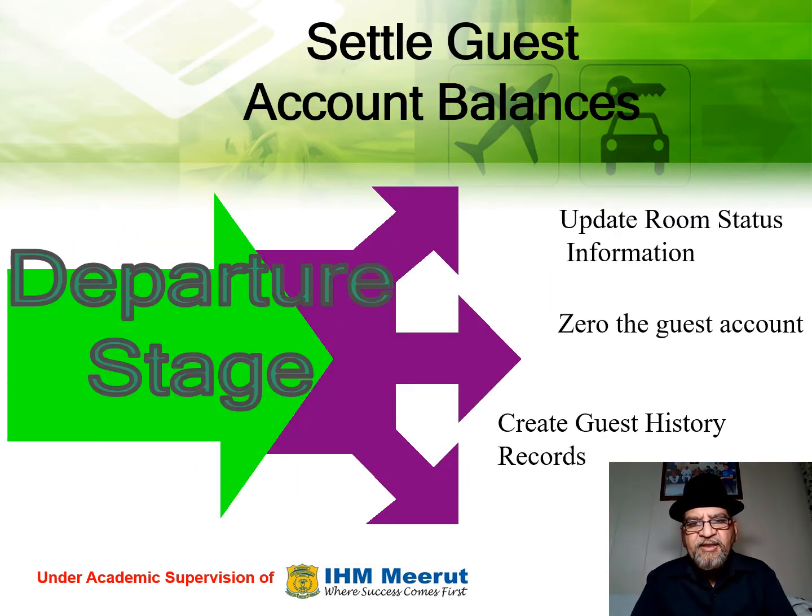Settle guest account balances. 3 steps. Update room status information. All the departments of the hotel should know that a certain guest has departed. Zero the guest account. There should be no credit, there should be no debit, zero. And last but not the least, create guest history records.